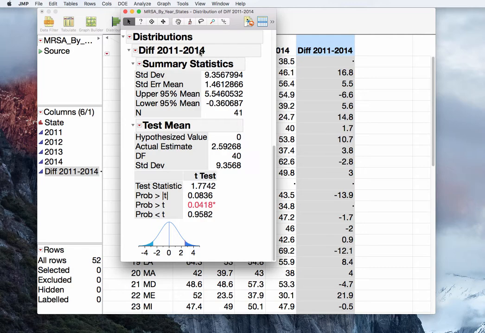Is 2011 greater than 2014? A research question would be worded as, has there been a reduction in the rates from 2014 to 2011? You work that out to mean that if I take 2011 minus 2014, and 2011 is larger than 2014, I should see positive values. Under the null hypothesis of no difference, I would expect a t-score close to 0 or a large p-value. Under my alternative hypothesis of 2011 being greater than 2014, I'm looking for this p-value right here.